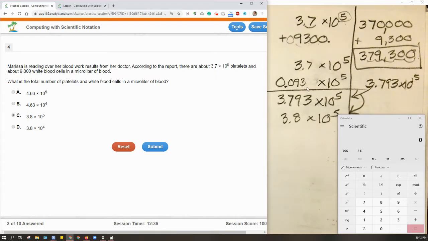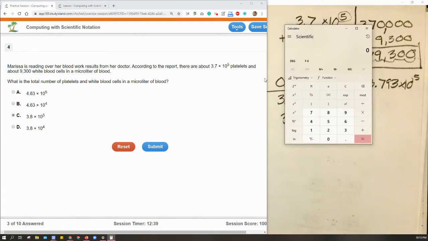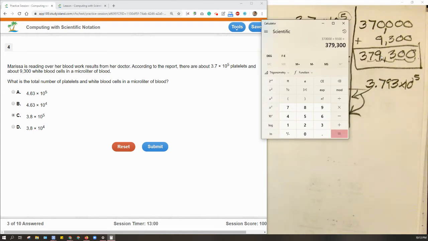Last but not least, you can just use your calculator if you want to for some of these. If you have 3.7 times 10 to the fifth, you can punch into your calculator 3.7 times 10, exponent button, 5, equals, and it tells you 370,000. Then you add your 9,300, and you get 379,300, which we just got a second ago. But you still need to be able to convert it into scientific notation. So you still need to know that 3.793 times 10 to the fifth power is equal to 379,300.